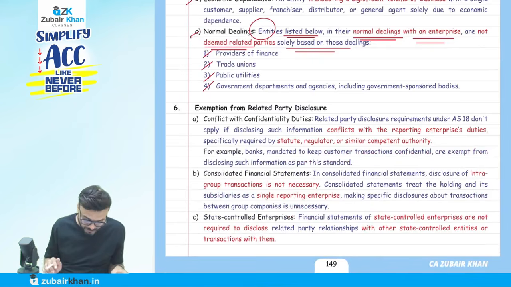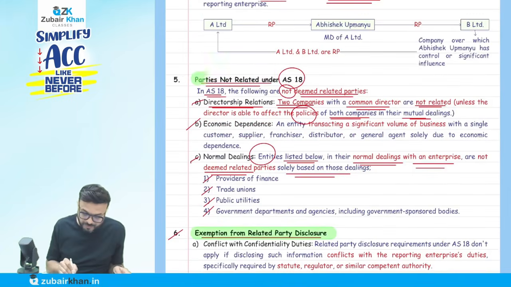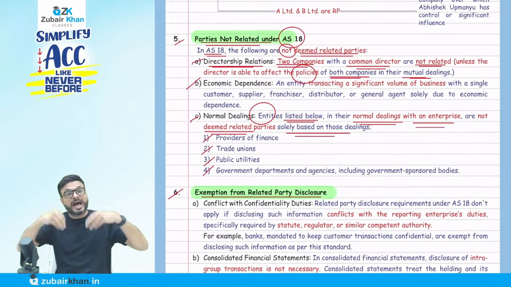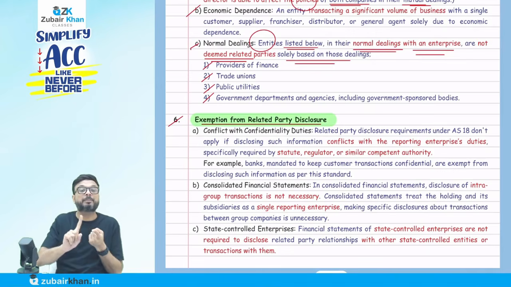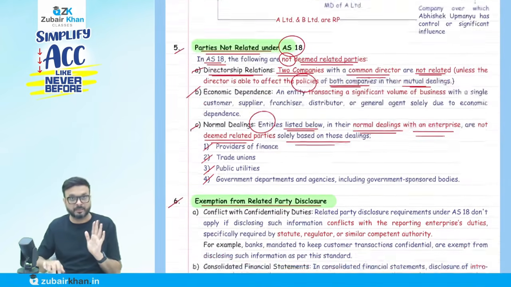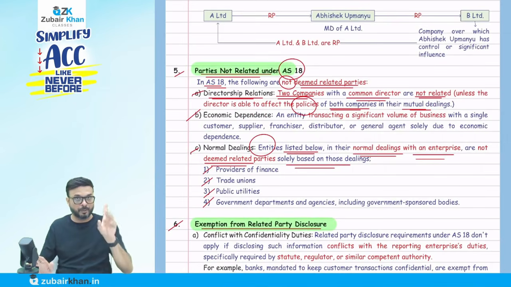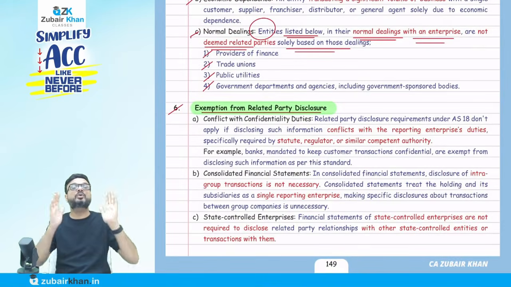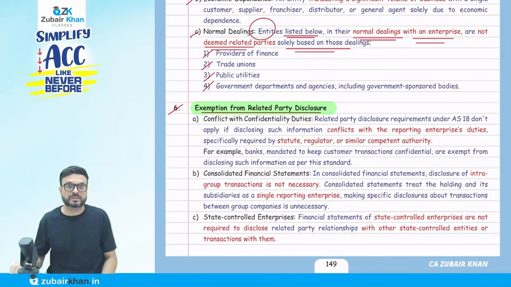But now there's an exemption from related party disclosure. Understand the difference between point number 5 and point number 6, as we will get confused there. In point number 5, they are not related parties. In point number 6, they are related, but there is no need to disclose. Please understand. You got the point? So who are related, but no need to give the disclosure about them?